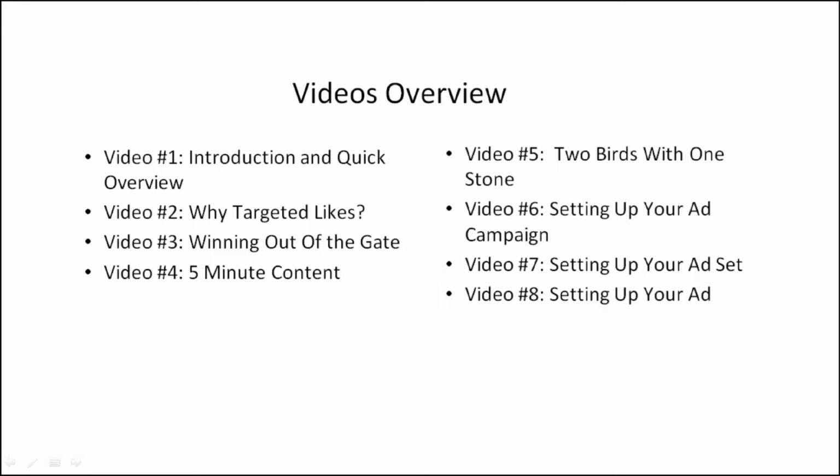Video number 5, we're going to talk about two birds with one stone, which is basically a conversion factor. So we talked about how to create content. How do we know what content is going to convert into sales, into leads, into profits? So we'll talk about that. Videos number 6, 7, and 8 is where we jump in and we show you how to actually run an ad campaign. Video number 6 is all about setting up your ad campaign. Video number 7 is all about setting up your ad set. And of course, last but not least, video number 8 is about setting up your ad.